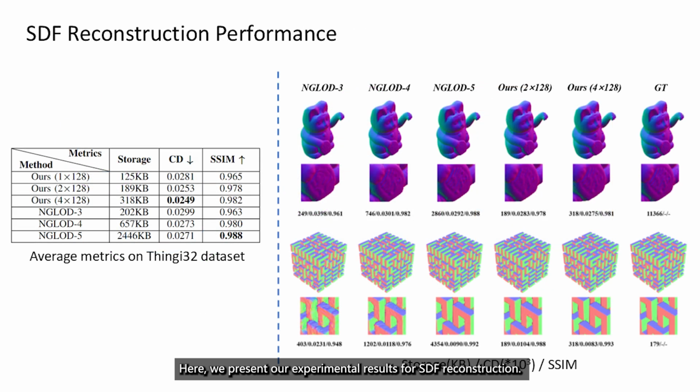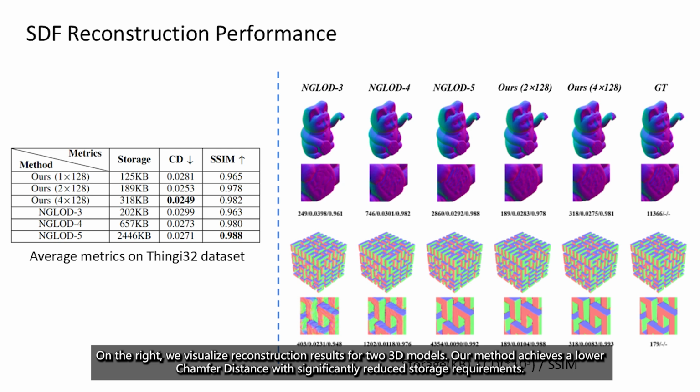Here, we present our experimental results for SDF reconstruction. On the left, the table summarizes average metrics on the Thingi32 dataset. On the right, we visualize reconstruction results for two 3D models. Our method achieves a lower chamfer distance with significantly reduced storage requirements.